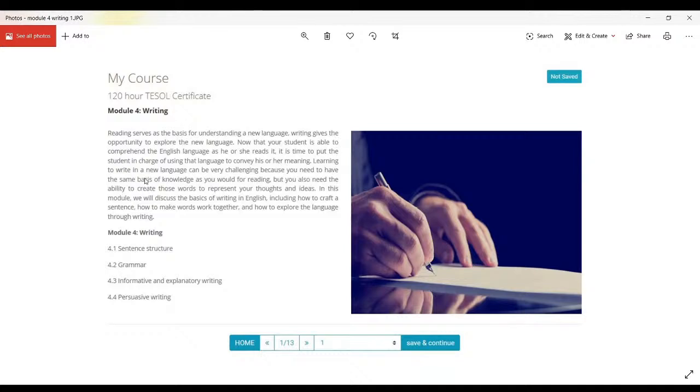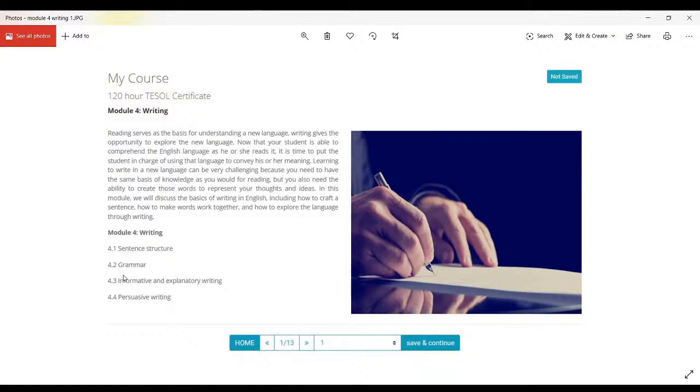Okay, learning to write in a new language can be very challenging because you need to have the same basis of knowledge as you would for reading, but you also need the ability to create those words to represent your thoughts and ideas. In this module, we will discuss the basics of writing in English, including how to craft a sentence, how to make words work together, and how to explore the language through writing.